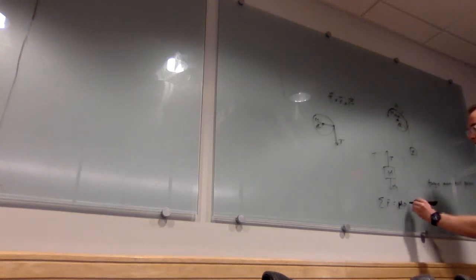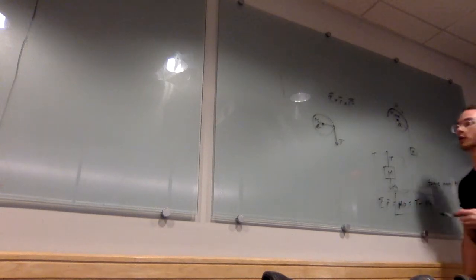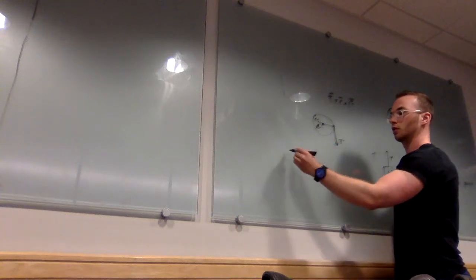So the sum of the forces is ma, which means that the sum of the forces is what? Well, it's just T minus mg, right? So we have this. This is the equation for the block, right? And now what's the equation for the rotating thing?